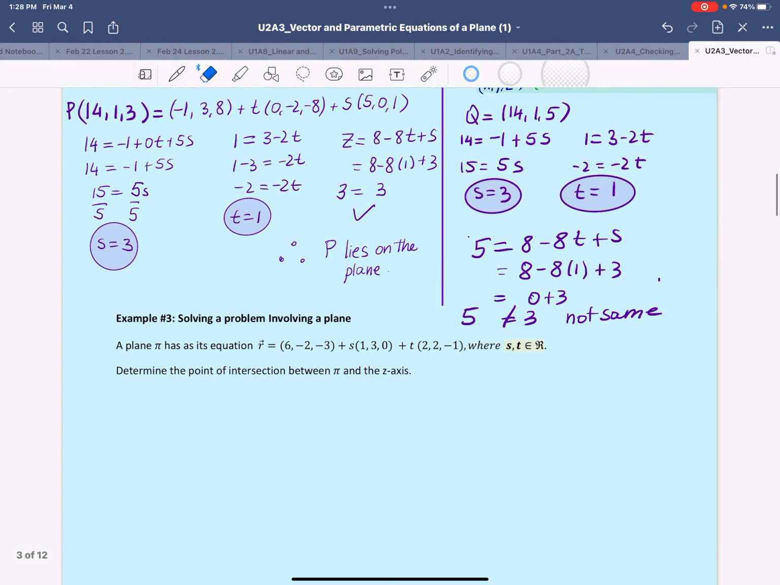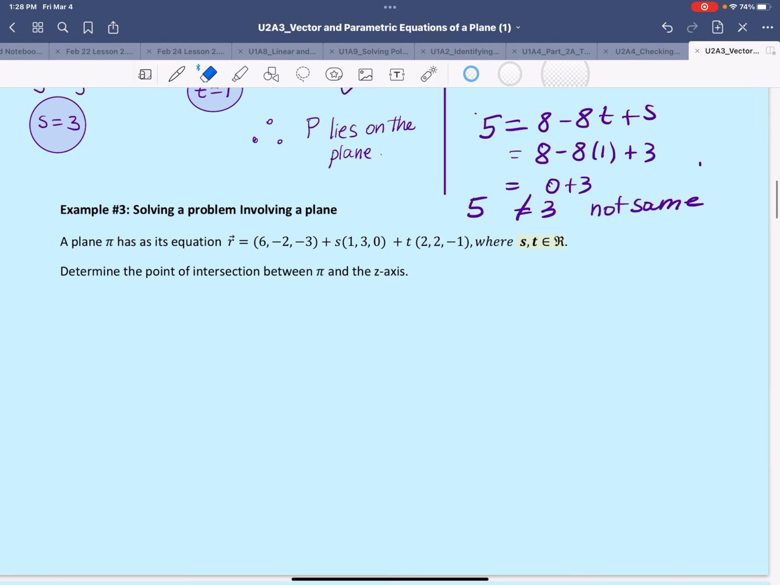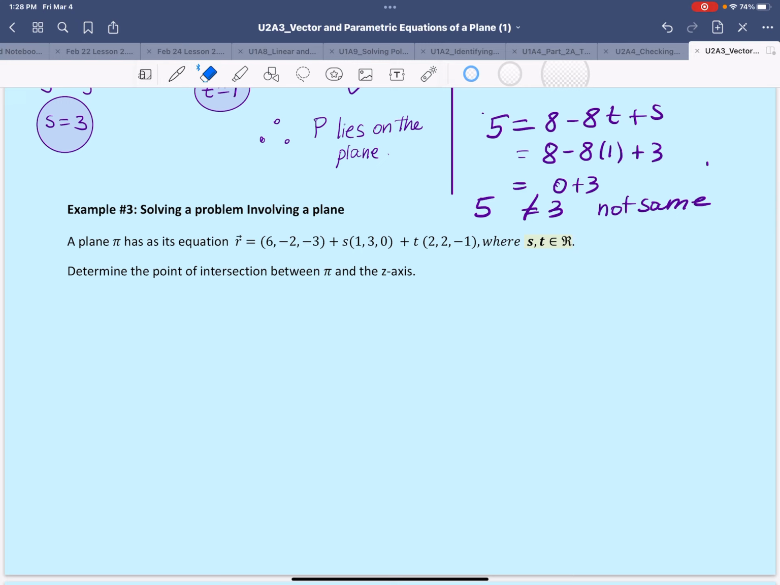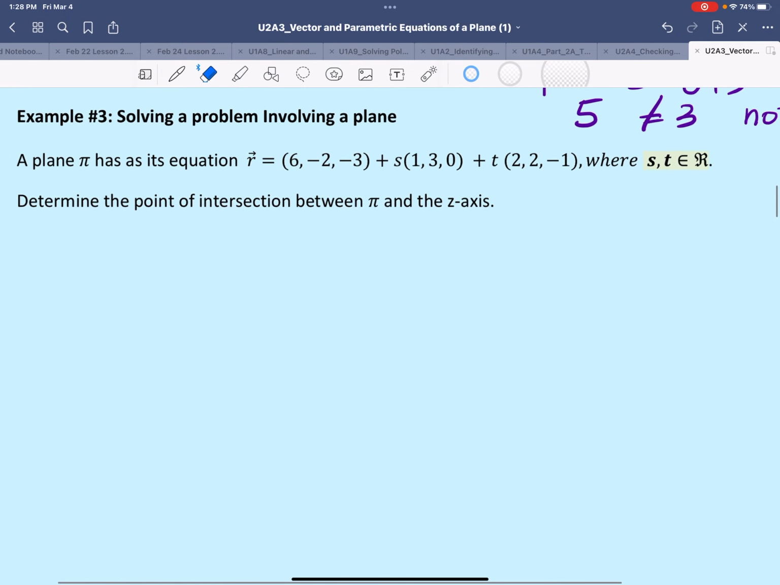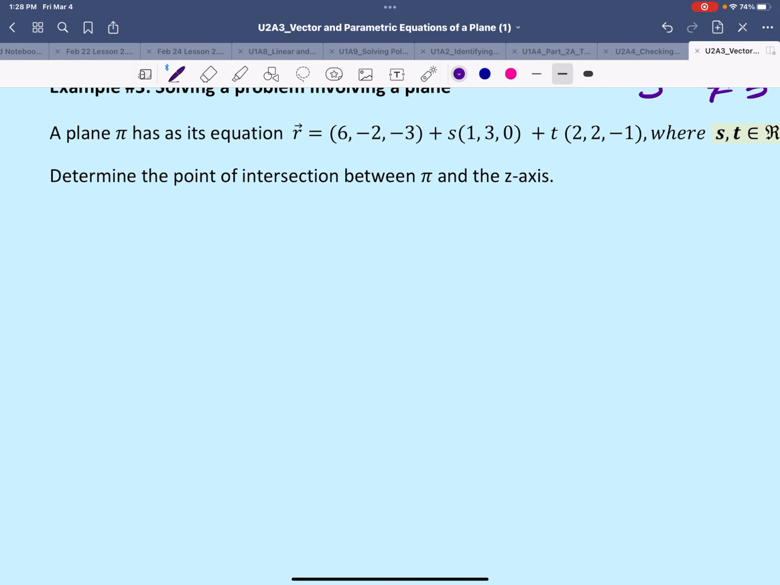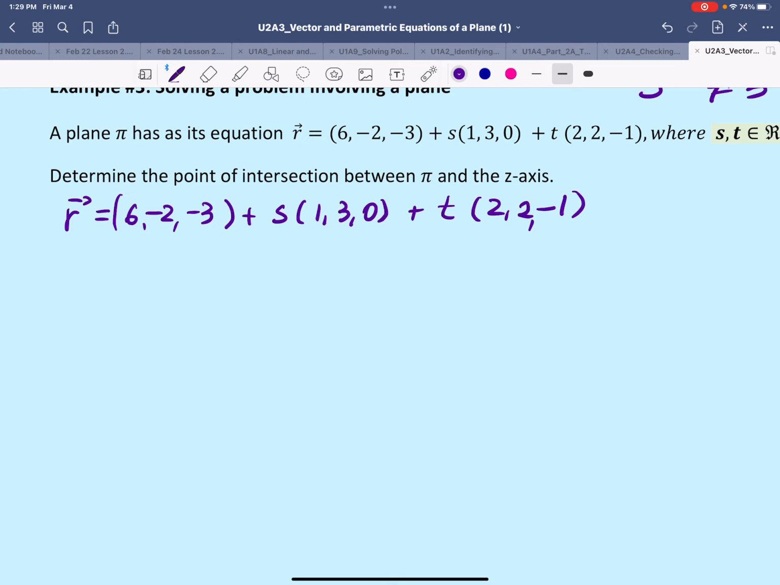So in the next equation, we have to solve a problem involving a plane. We are given the vector equation of a plane. We have to find the point of intersection between the plane and the z-axis. So let's rewrite the equation first. We have 6, negative 2, and negative 3, plus s, 1, 3, 0, and then plus t, 2, 2, negative 1. So we have to find the point of intersection of this plane with z-axis. So we're going to need the coordinates of a point on the z-axis.